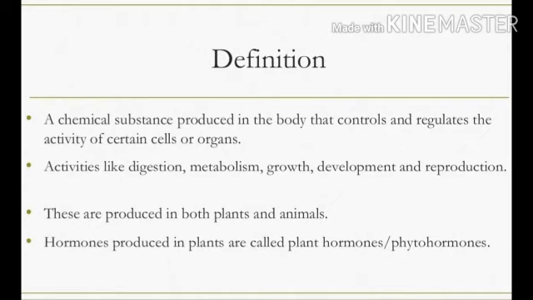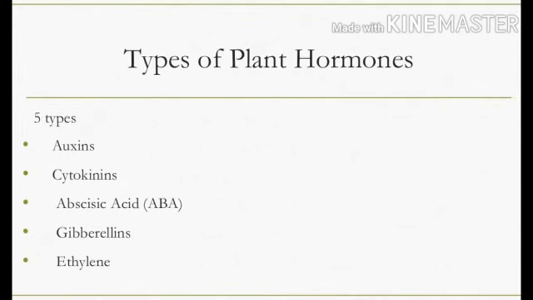Hormones are produced in both plants and animals. The hormones which are produced in plants are called plant hormones or phytohormones. So plant hormones are also called phytohormones. Here we are going to see about plant hormones. First we can see the types of plant hormones.